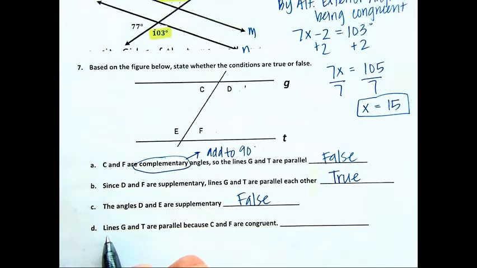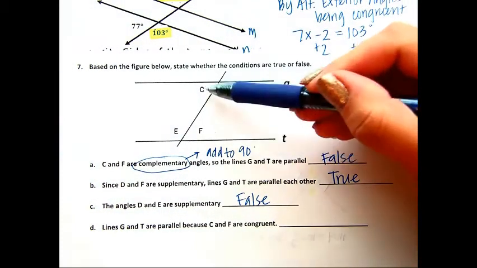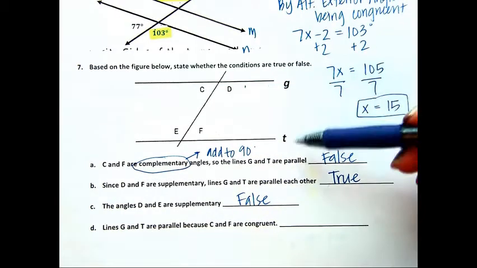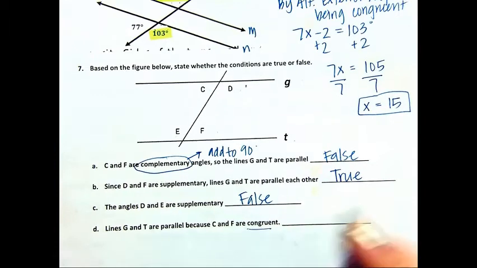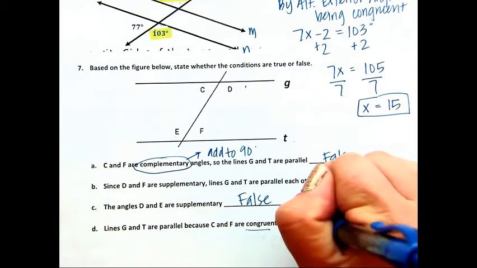Part D, lines G and T are parallel because C and F are congruent. C and F are alternate interior angles, and if G and T are parallel, then those do have to be equal to each other, so that's true.